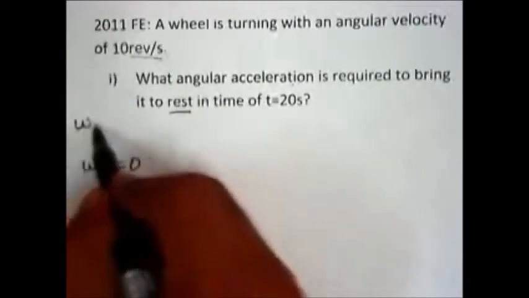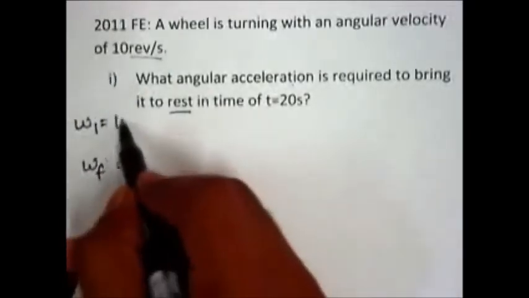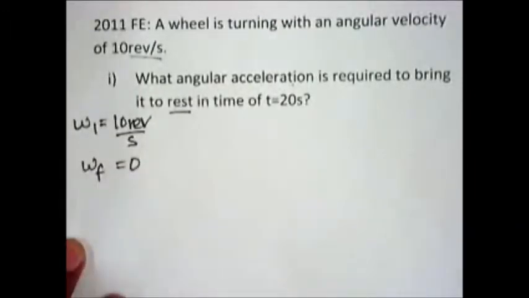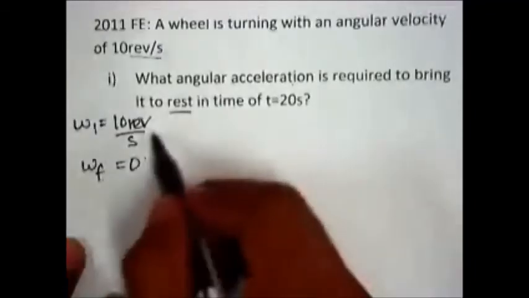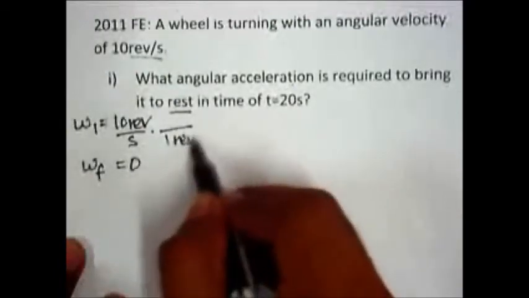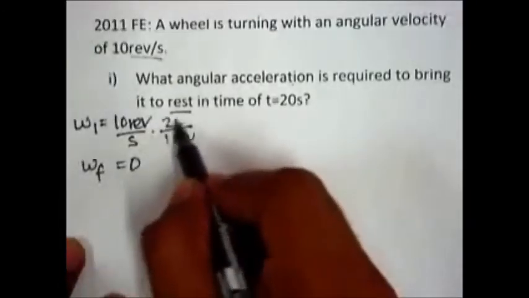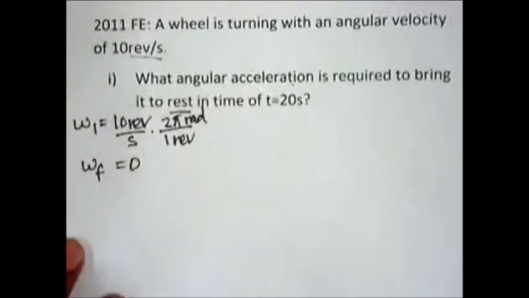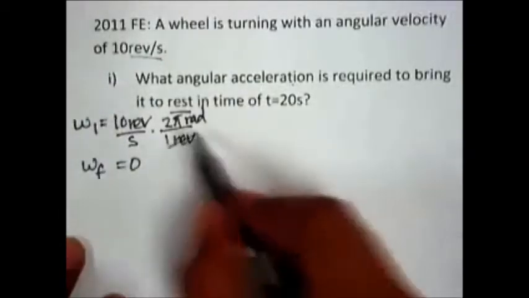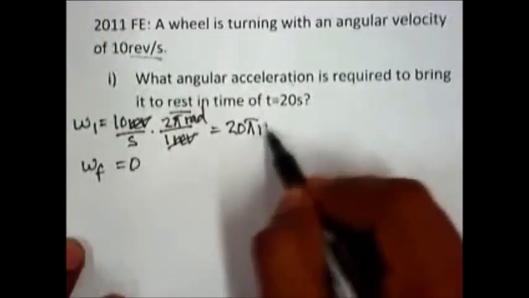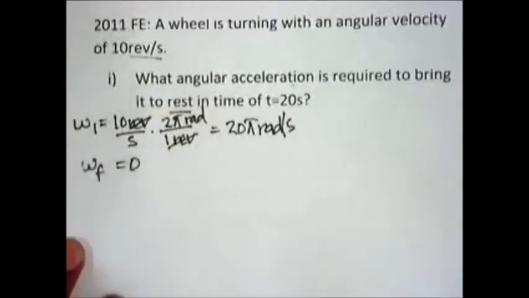Our omega initial is equal to 10 revolutions per second. Like I said, revolutions per second, you need to change it to radians per second. So you multiply by one revolution, where revolution comes in the denominator, and you know one revolution is equal to 2 pi radians. So revolution cancels, and you get 20 pi radians per second. That is your initial angular velocity.